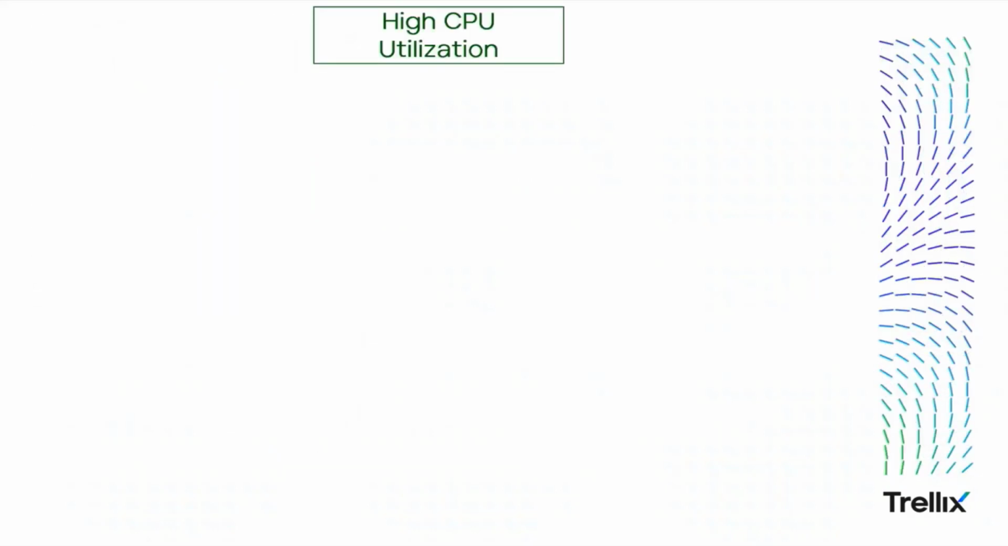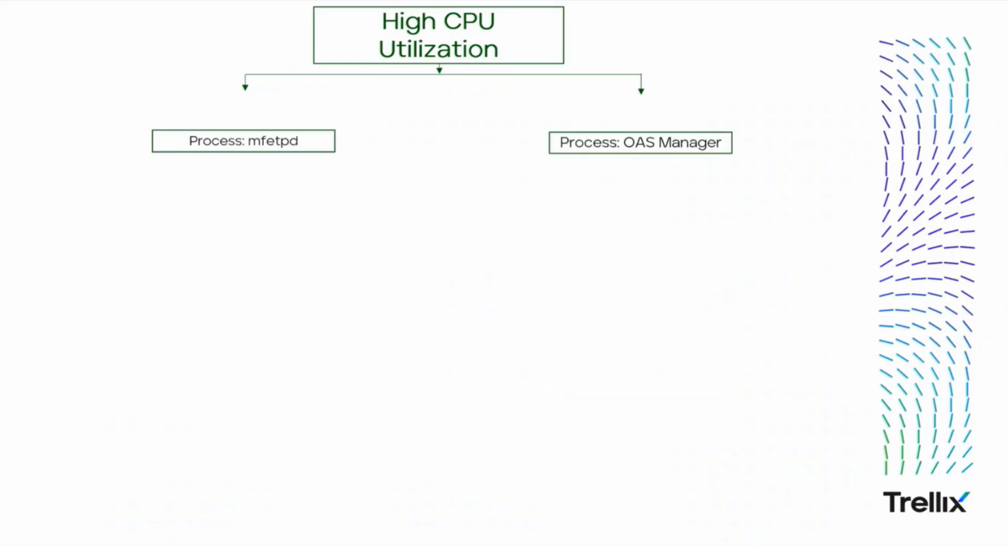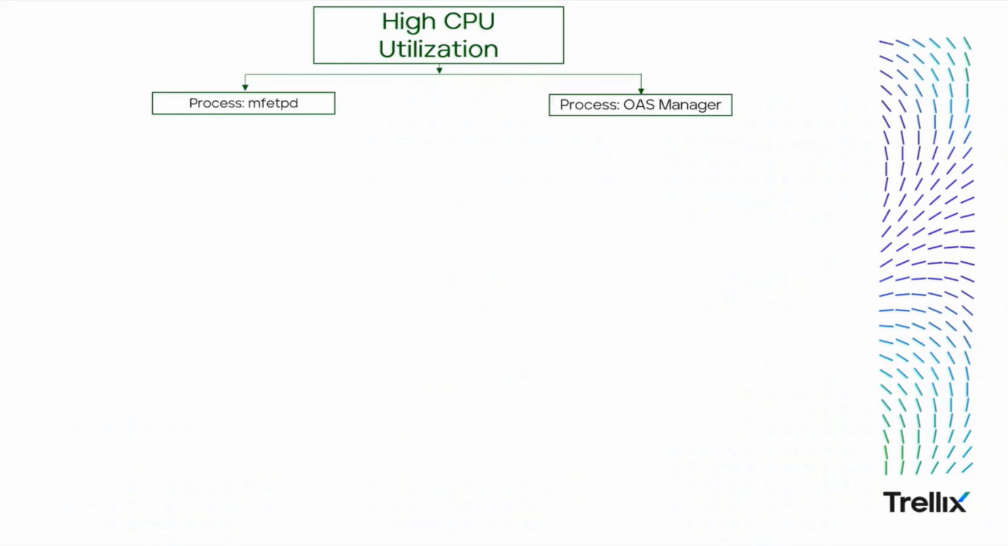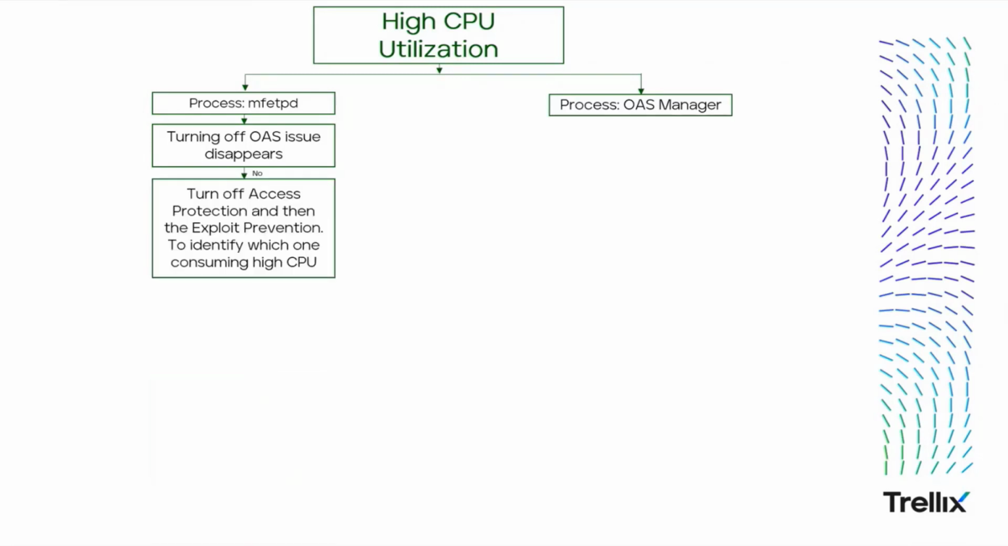How to troubleshoot high CPU utilization caused by endpoint process. First, we need to find which process of ENS is consuming high CPU, whether it is MFE-TPD or on-access scan manager. We first need to isolate and identify which component of threat prevention is causing the issue. First, turn off the on-access scan, and if the issue still persists, next access protection and then exploit prevention.